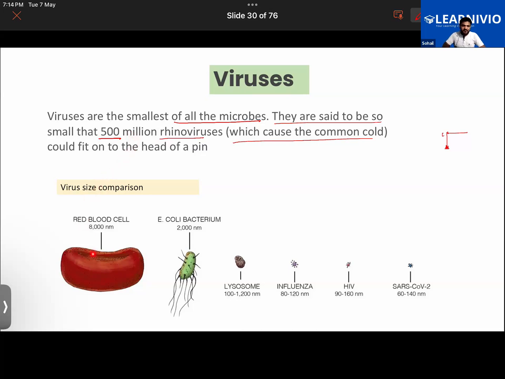Now let's look at an example of some cells and some living organisms. Let's get a comparison of the size of a virus, like how small it exactly is. This is the size of a red blood cell, that is 8,000 nanometers.